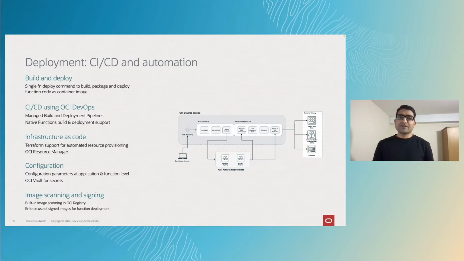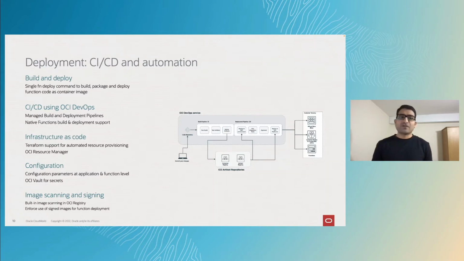You can also leverage the native integration with OCI DevOps to set up continuous integration and continuous deployment pipelines. You can also choose to set up your own DevOps tooling for CI/CD. OCI DevOps service provides managed build and deployment pipelines with native support for deploying functions. Functions also provide Terraform support so that you can use it for writing infrastructure as code and leveraging that for automated provisioning of resources using the OCI Resource Manager service.